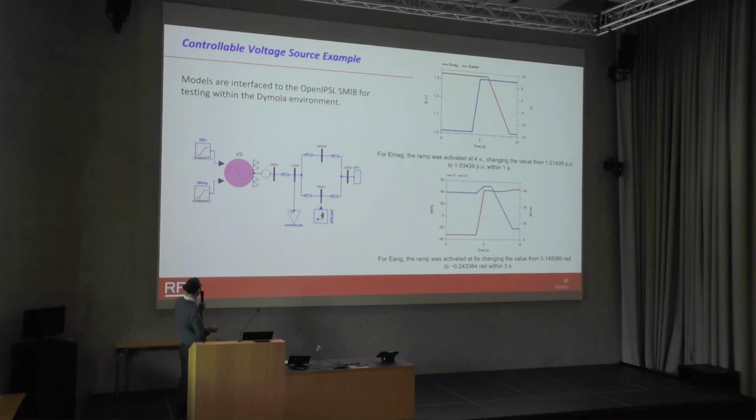So here's a simple example. Here is the power network with OpenIPSL. This is this interface, what do we call this? Interface connector that goes from the OPAL-RT pin to OpenIPSL pin. And this is the controllable voltage source.